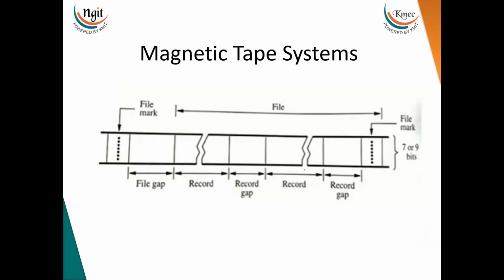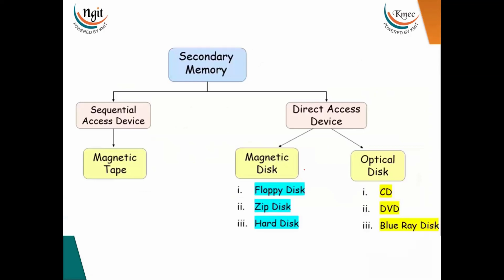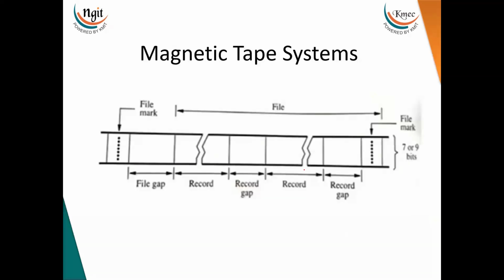Now, next one is what? The next magnetic secondary storage device is magnetic tape. These magnetic tapes are used for hard disk backup purposes. Magnetic tape recording uses the same principle as used in magnetic disk recording. The main difference is that the magnetic film is deposited on a very thin tape. Now this is the magnetic tape, and the width of this is 0.5 or 0.25 inch.